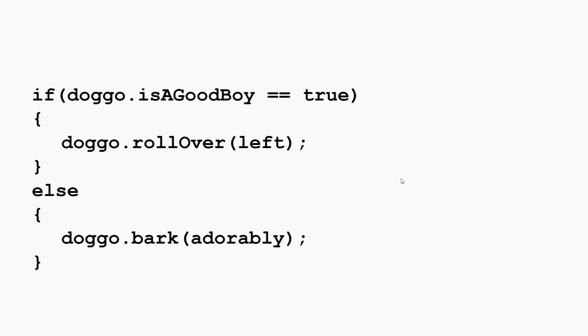And then we can build on top of this to create other conditions where, say, if our doggo is not a good boy, or if this condition is not met, we can use this else statement to say, well, maybe we're going to execute some different behavior. So if our doggo is a good boy, roll over to the left. If he's not, then we're going to call a different method here. We're going to say that doggo will bark and pass an argument adorably.